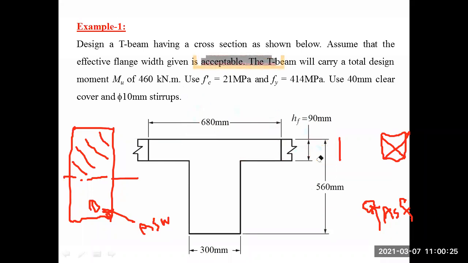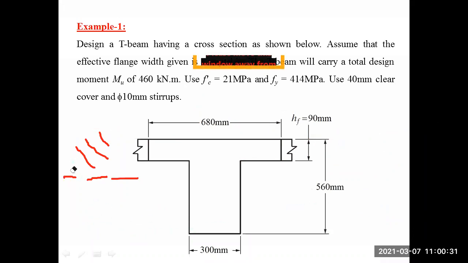Okay. So it is important to know that whichever way you choose, you can design. Just to make sure, we have two equations for analysis and design. For analysis and design, we have two equations.